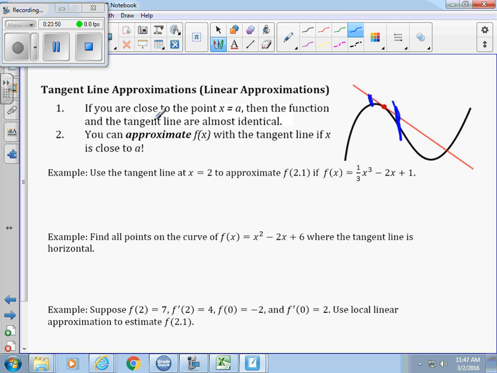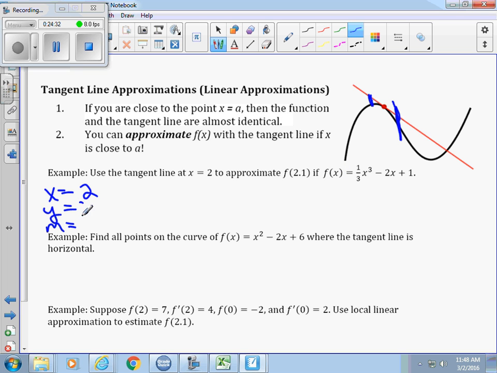If you are close to the point at A, then the function and the tangent line are almost identical. The closer you are to the point, the closer the tangent line is to the curve. You can approximate f of x with the tangent line. So, it says use the tangent line to approximate f of 2.1. If I am asked to use a tangent line, what must I first find? A tangent line. I can't use it if I don't have it, right? What are the 3 things I need to find a tangent line? And what is my x? 2. And how do you find the y? Plug it into f of x.